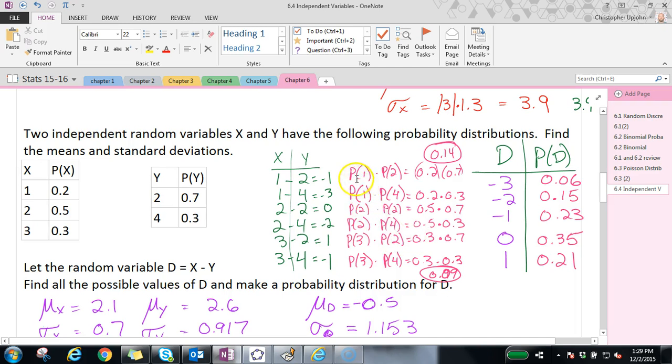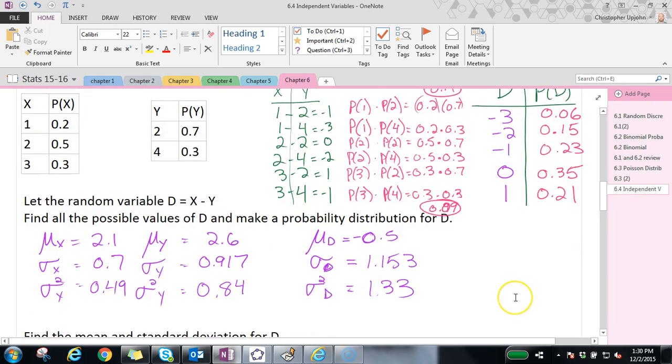Now where it gets different is we had two options that gave us negative 1: 1 minus 2 and 3 minus 4. So it becomes an and an or problem. First we find them individually. Probability of getting a 1 and a 2 is 0.2 times 0.7, 0.14. And probably getting a 3 and then a 4 is probability of 3 times probability of 4, 0.3 times 0.3, which is 0.09. And then we add both of those up. And all of these add up to 1. So that's how we get our probability distribution.